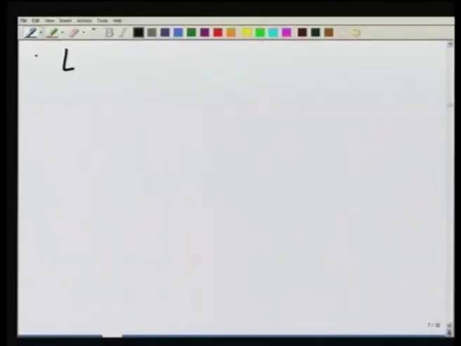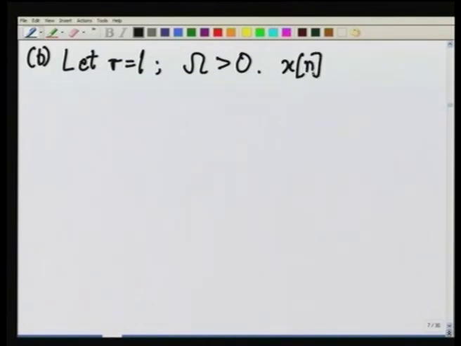Let us now see what happens when we have omega not equal to 0. Let us set r equal to 1 for the present exercise. This is our case B, r be equal to 1 and omega be, let us say, greater than 0. Then we have a sequence of complex numbers x n equal to e to the j omega n.